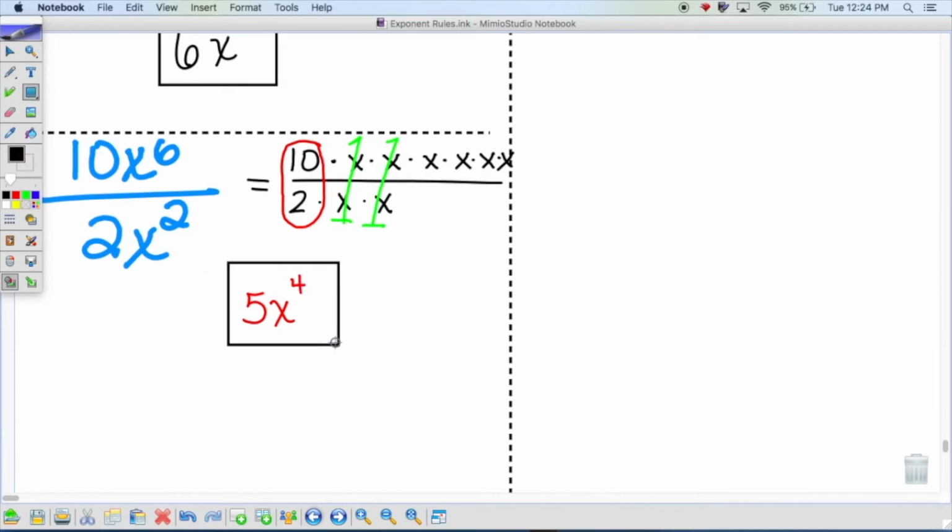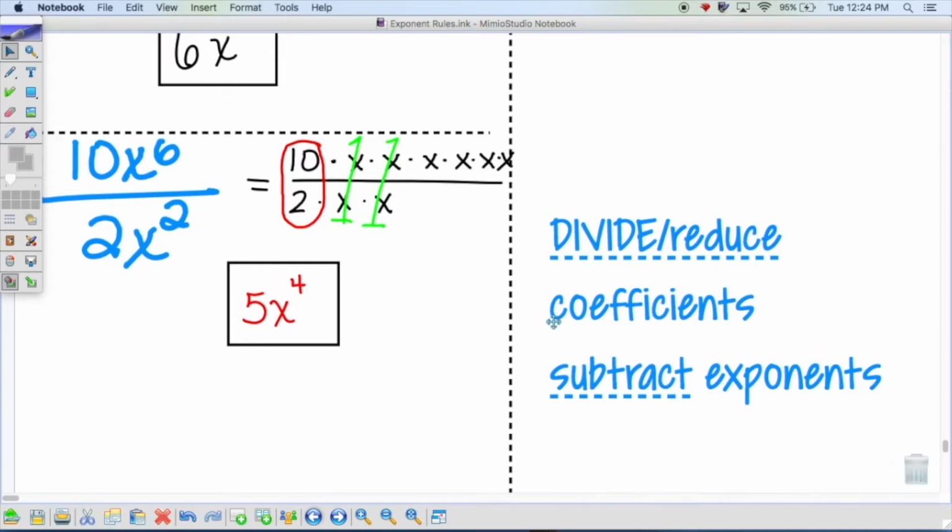So let's see what the shortcut is instead of writing it all out and canceling whenever they have the same number. What can I do with the coefficients? 10 over 2, I could divide or reduce. And what could I do with the exponents? I could subtract. So if you're dividing with the same base, you would either divide or reduce the coefficients and subtract the exponents. Go ahead and write down that that is our rule for dividing with the same base.